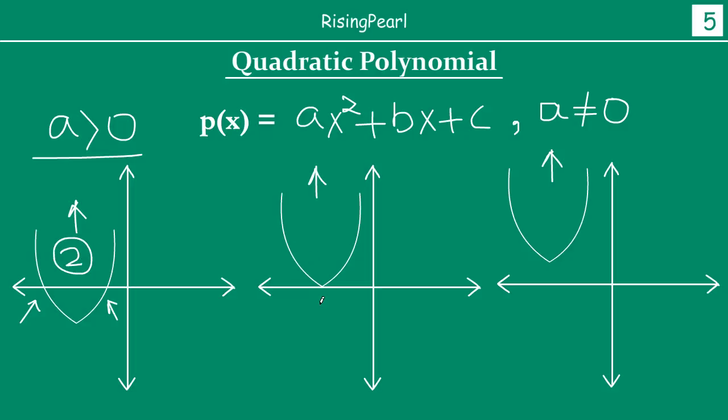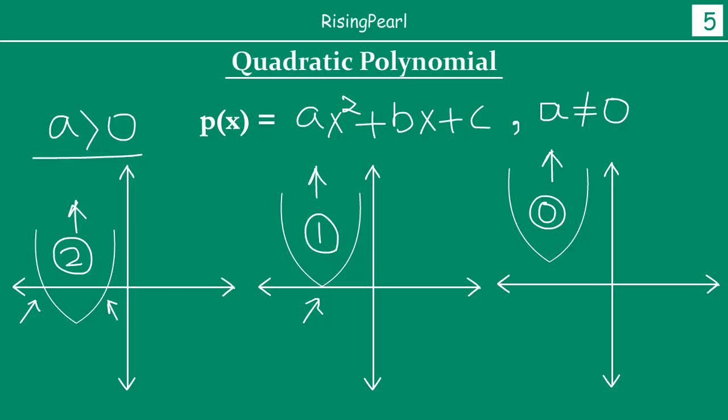For this polynomial, the graph intersects the x-axis at only 1 point, so there is only 1 zero of the polynomial. And in this particular case, the graph does not intersect the x-axis, so there are no zeros of this polynomial. So here we had 2 zeros of a polynomial, here we have 1 zero, and here there are no zeros. That means at no value of x is the polynomial 0.